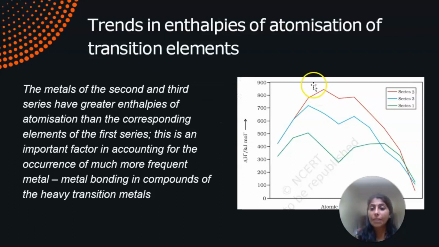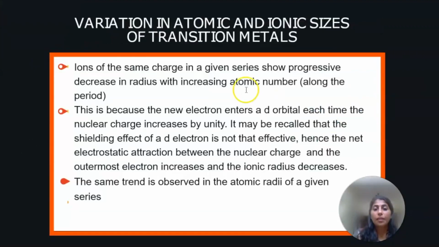The trends in the enthalpies of atomization of transition elements. The metals of the second and third series have greater enthalpies of atomization than the corresponding elements of the first series. The greater enthalpy of atomization of 4d and 5d is due to the metal-metal bonding in the heavy transition elements.